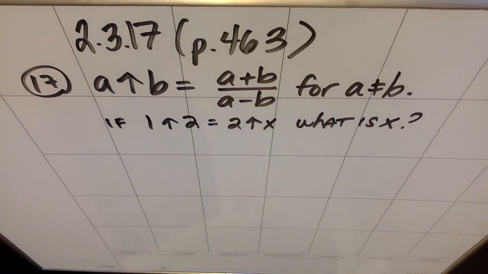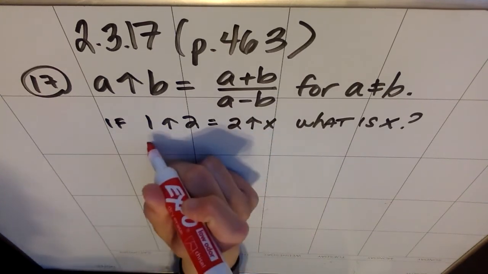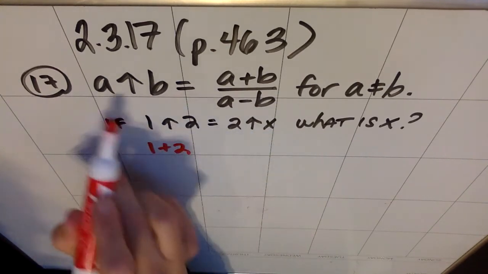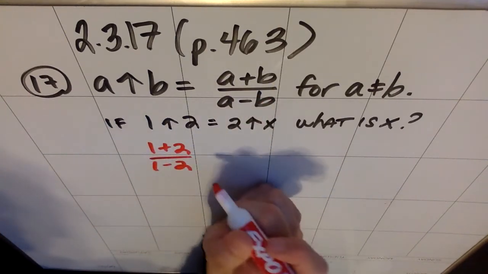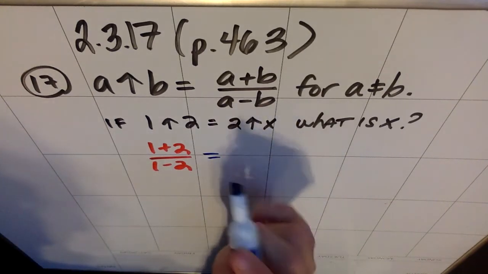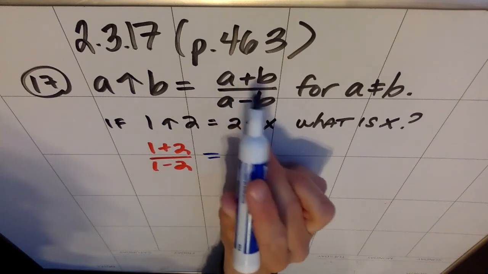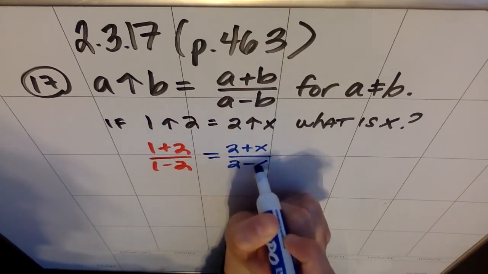Then they give us that 1 arrow 2 is the same as 2 arrow x, and they want you to solve for x. So I'm going to go ahead and set up what 1 arrow 2 means, right? That means 1 plus 2, because A arrow B means you add the two numbers on the top, and then 1 minus 2 on the bottom. So that's what 1 arrow 2 means. On the other side, equal to that is 2 arrow x, and 2 arrow x by definition should be 2 plus x on top and 2 minus x on the bottom.